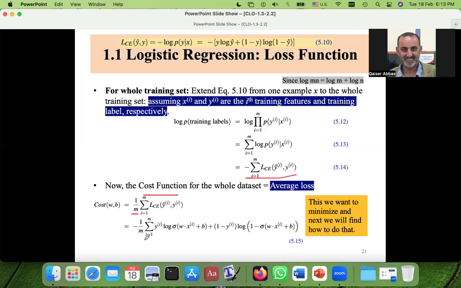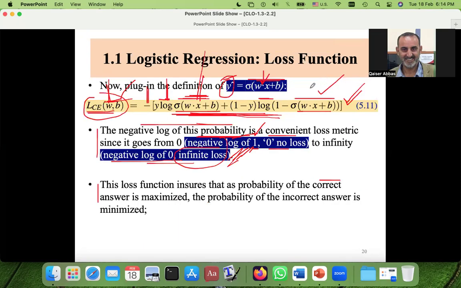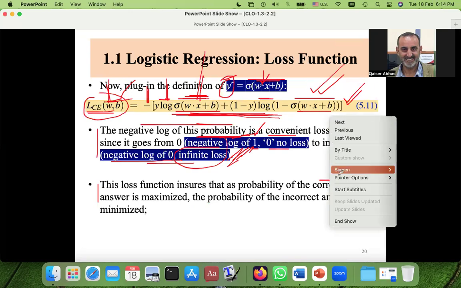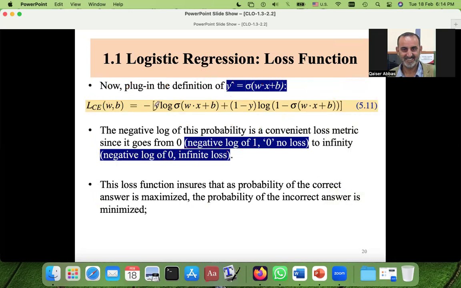Now, in the next step, we are opening it again, nothing else. We are converting it into the form of weights, nothing else. So this is our final summarized form of the equation for the whole training set. Now this cross entropy loss for y cap i is given here. You can use this and replace y cap with w dot x simply, or you can go back directly to equation 5.11, which is y log of w dot x plus b. Let's see then.